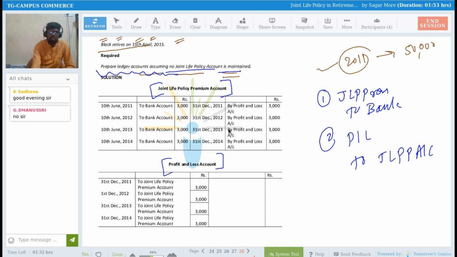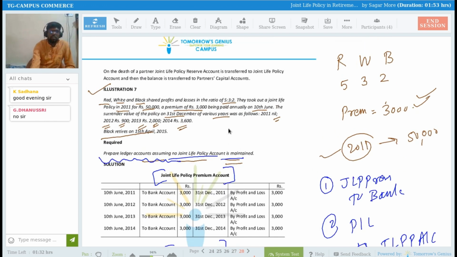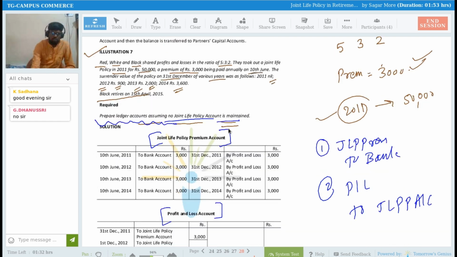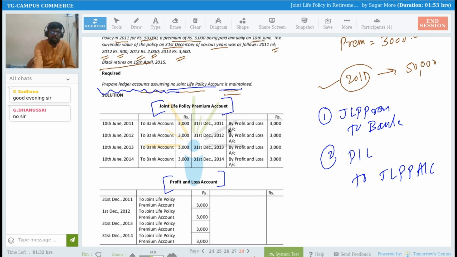So in 2011, when you took a policy in the month of June, and you are paying a premium of rupees 3,000 on 10th of June annually, right? So first you are making payment. So joint life policy premium account debit to bank account, right? See here, 10th of June 2011 to bank account 3,000. 10th of June 2012, 13 and 14, right? Whatever data is given to me is up to 2014 only, right? So I've recorded to bank each and every year 3,000 rupees. That is nothing but this entry.